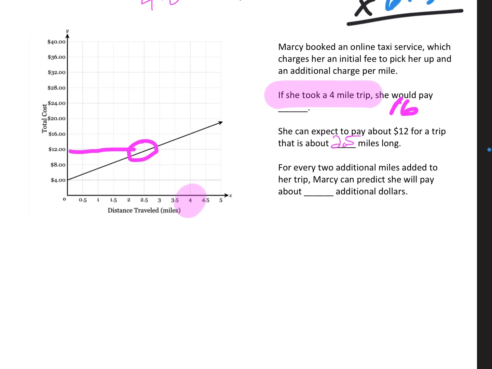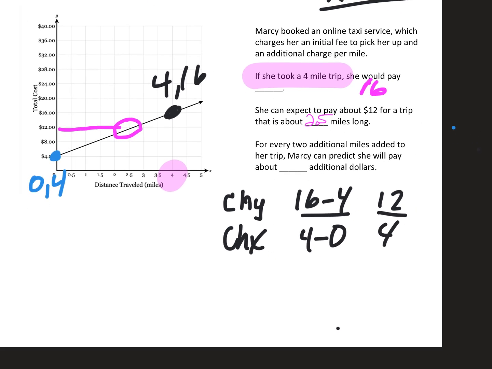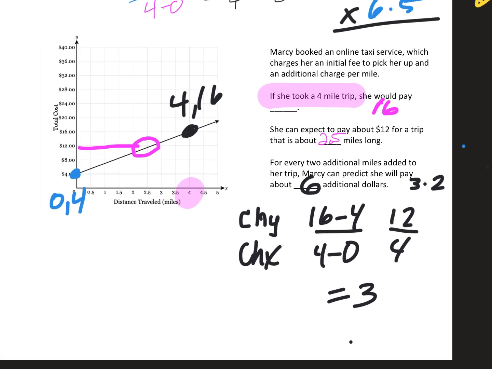But then I would probably do the rate of change to answer this question. And again, you've got a coordinate that you can use. Because you need to know for every 2 additional miles how much it would be. So the rate of change will tell you how much for every 1, and then you can go from there, right? So if I use those 2 coordinates right here, 0, 4, and 4, 16. My change in y, 16 minus 4, gets me 12. Change in x gets me 4 minus 0, which is 4. So that simplifies to 3. If the rate of change is 3, that means it increases by 3 every 1 mile. So how much would it be for every 2 miles? 6, exactly. So you do 3 times 2, and you get 6. If that made sense to you guys, you've got yourself 100.